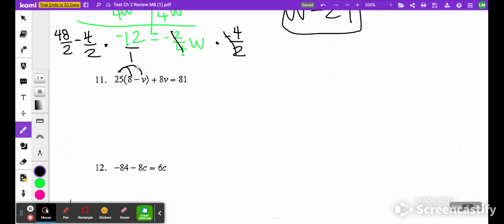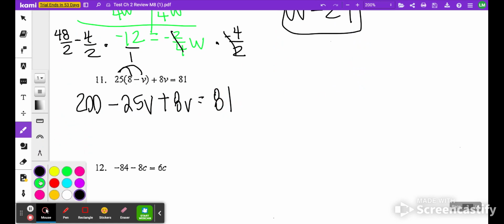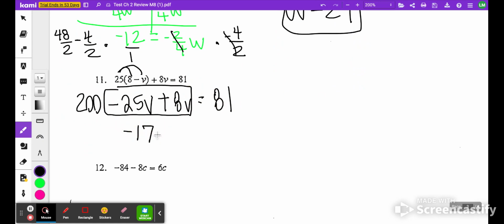Number 11, distributing first. 25 times 8, 25 times negative V. 25 times 8, that's like 25 cents and 8 quarters. That's 200 minus 25V plus 8V equals 81. I'm going to combine like terms right here. Negative 25V plus 8V is a negative 17V. Still have my 200 is equal to 81.